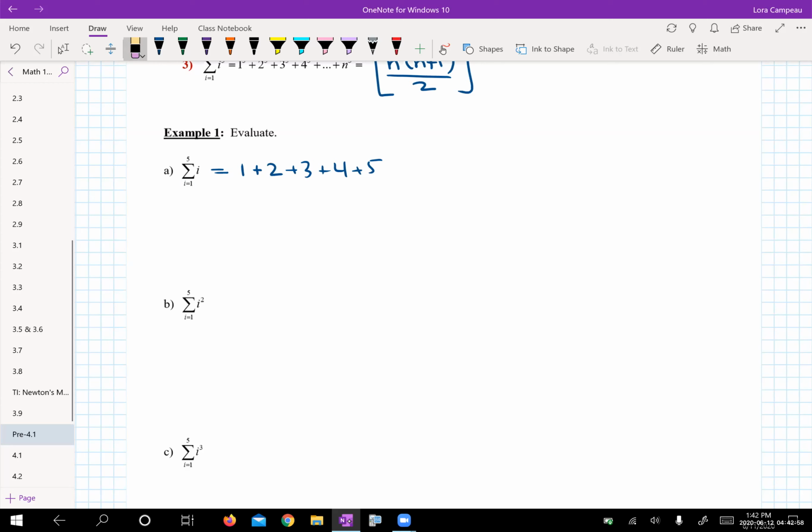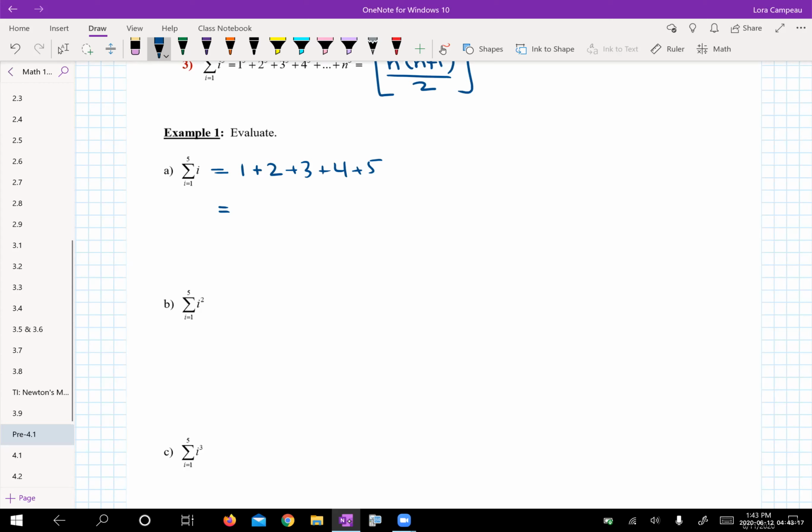That's great when it's just 5 numbers. We could actually find the sum, but the formula ends up being a little faster when we get a little higher. Like if you want to add all the numbers up from 1 to 1,000, we're not going to sit there and write out the sum. But it is important to understand what summation notation really is talking about.